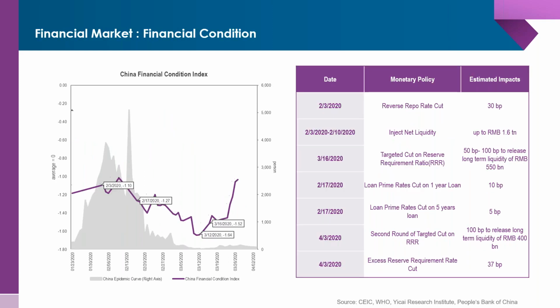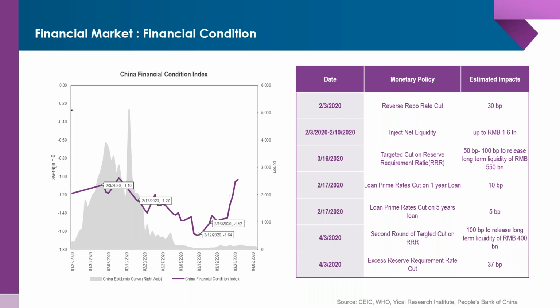Then let's move to the indicators of financial markets. You can see the next slide. On the left side, you could see the China Financial Condition Index, which provides a comprehensive update on China's financial conditions in money markets, debt and equity markets, and the traditional and also shadow banking systems. The positive values of the index indicate financial conditions are tighter than average, while the negative values indicate financial conditions are looser than average.